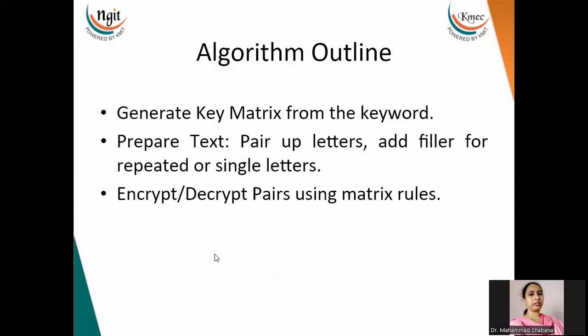So this is the outline of the algorithm. We generate a key matrix from the keyword. Then we prepare the text, making pairs of letters and adding a filler for repeated or single letters. We can then encrypt and decrypt using the matrix rules.